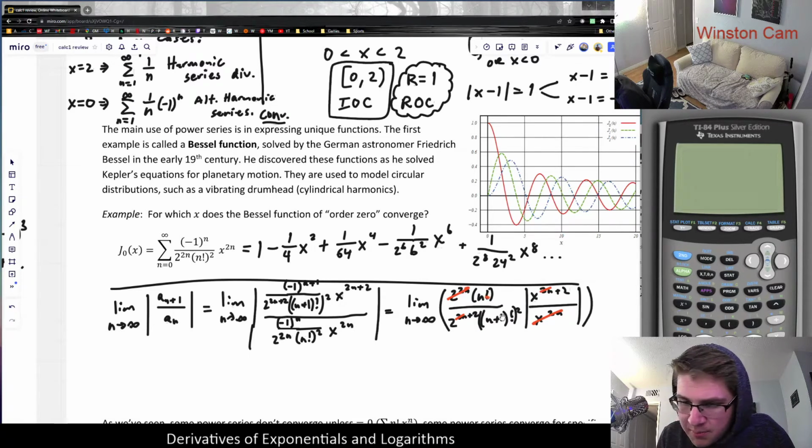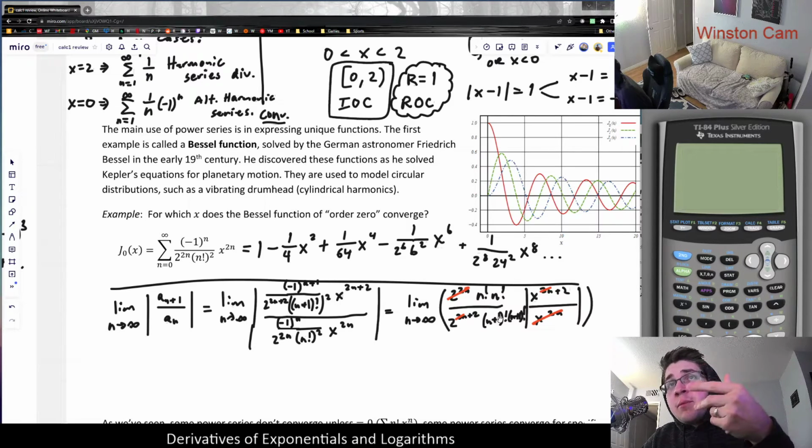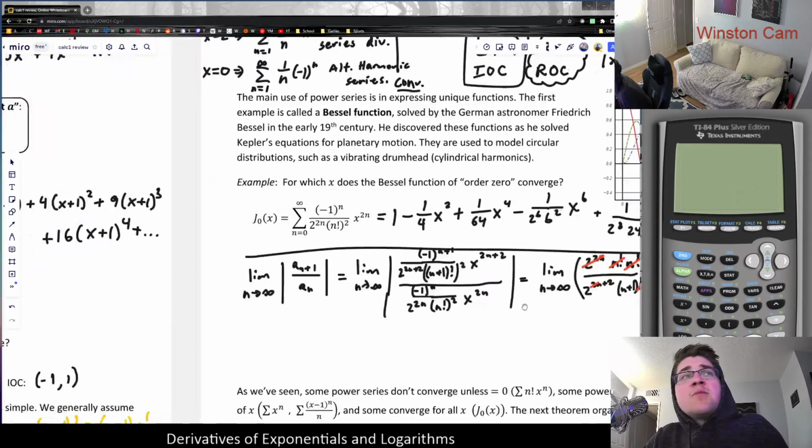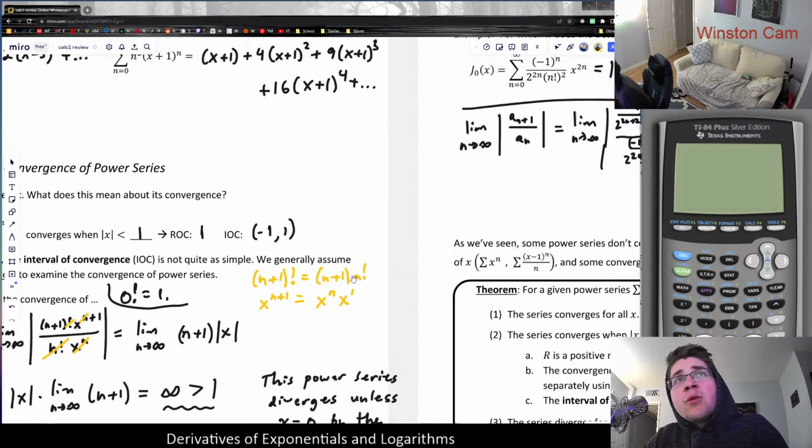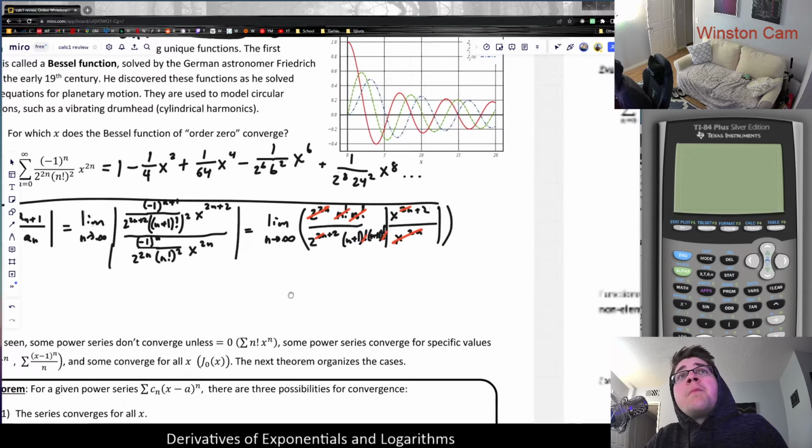N factorial squared is just n factorial times n factorial. So let me rewrite that. N factorial squared, I'm just going to rewrite as n factorial times n factorial. And then n plus 1 factorial squared is just n plus 1 factorial times n plus 1 factorial. The cancellation rule for n factorial and n plus 1 factorial is that the n factorial will cancel in both of those cases. Again, as we've explained before, because n plus 1 factorial is just n factorial times an additional n plus 1.